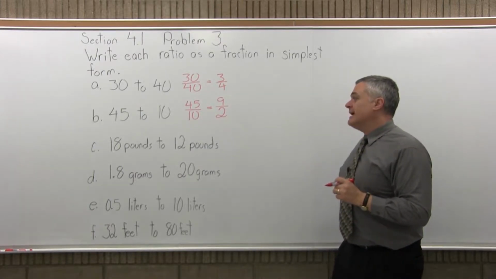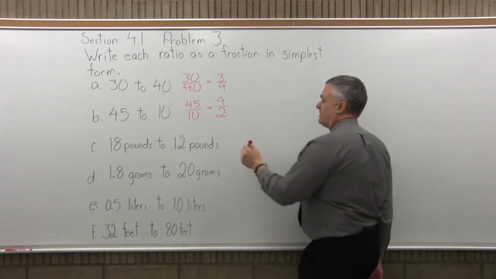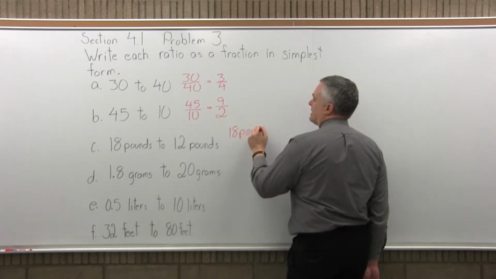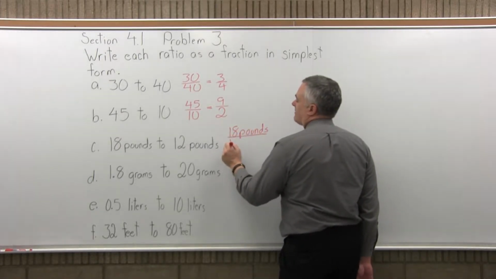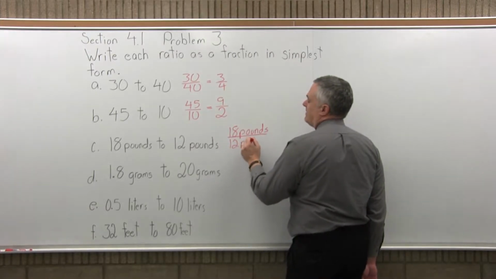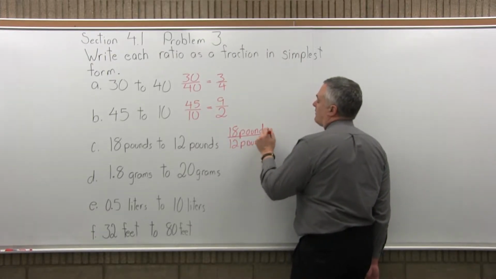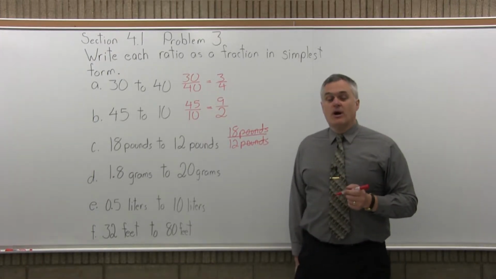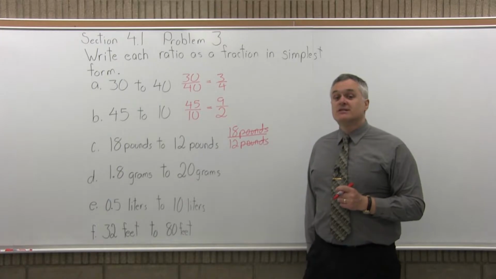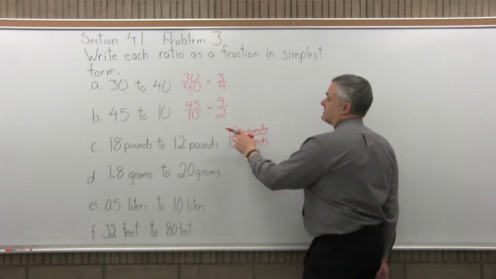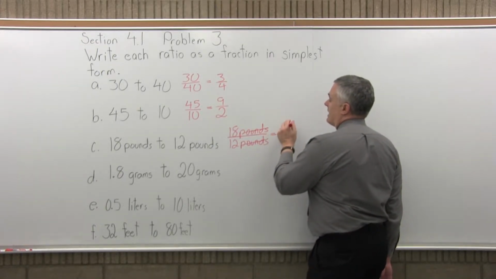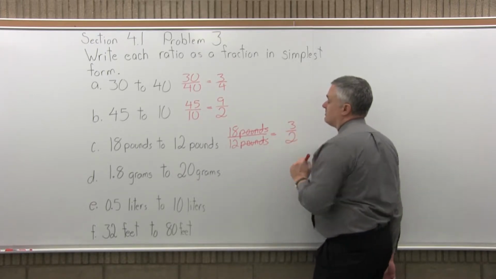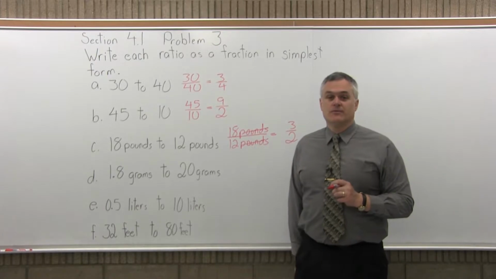The next one, 18 pounds to 12 pounds. So when they put units of measure, as long as the units of measure are the same, they'll wind up canceling. So it'll be 18 pounds over 12 pounds. Well, pounds over pounds can cancel. And then 18 over 12 can reduce also. 6 divides into each one evenly. 6 divides into 18 3 times, and 6 divides into 12 2 times. So in simplest form, it'd be 3 over 2.